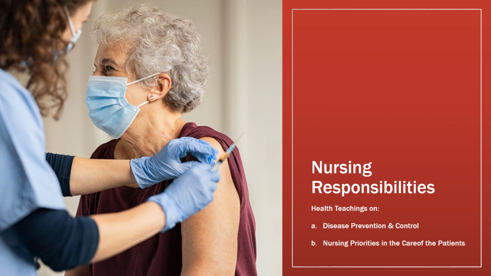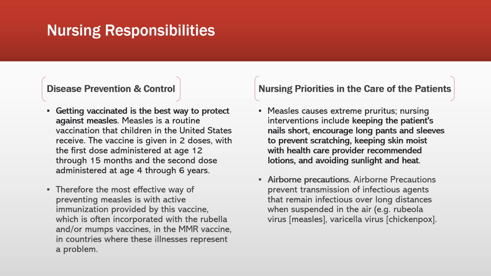As for this one, here are some nursing responsibilities, disease prevention and control, and also nursing priorities in the care of the patients. For disease prevention and control, you know, we cannot really cure measles, the virus, but we can prevent it. Getting vaccinated is the best way to protect against measles. Therefore, the most effective way of preventing measles is with an active immunization provided with this vaccine, which is often incorporated with the rubella and mumps vaccines in the MMR vaccine in countries where this illness represents a problem.